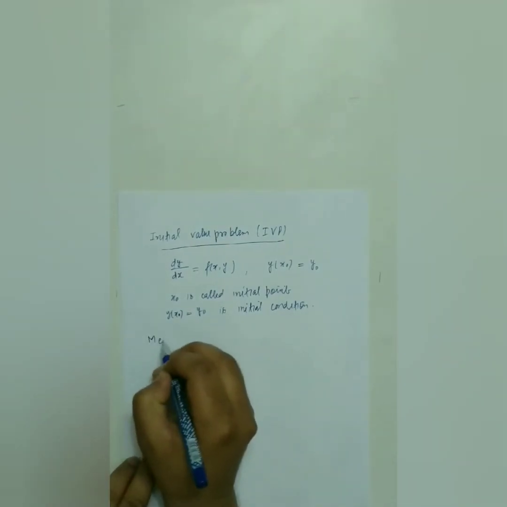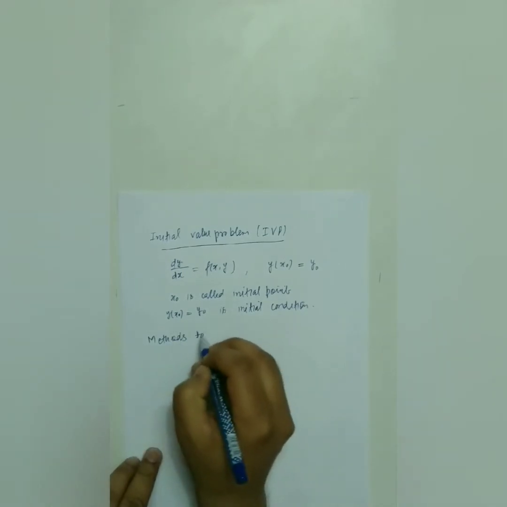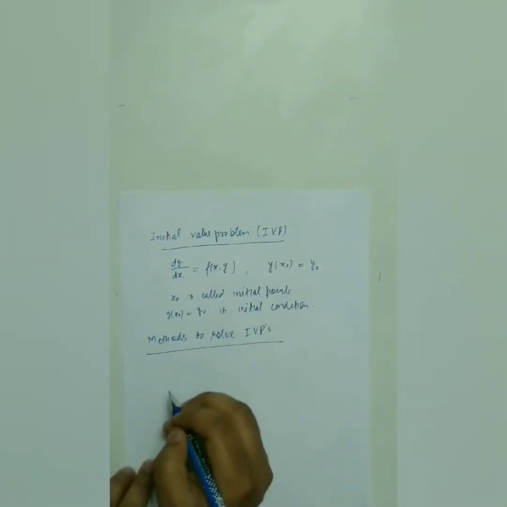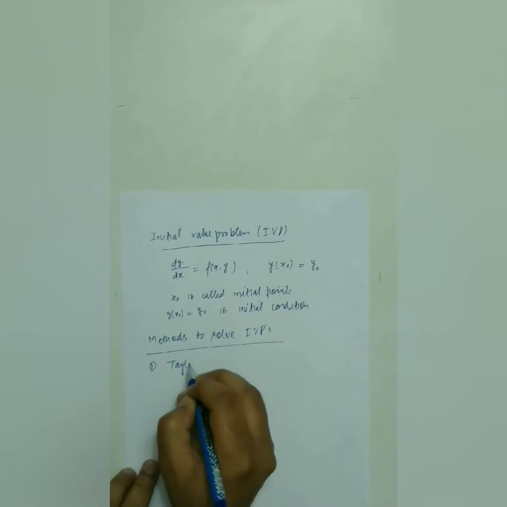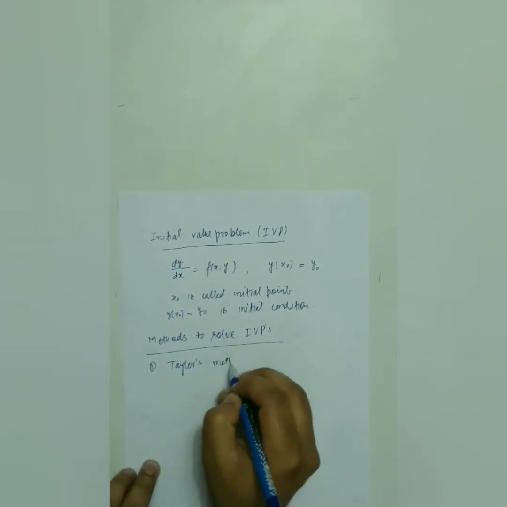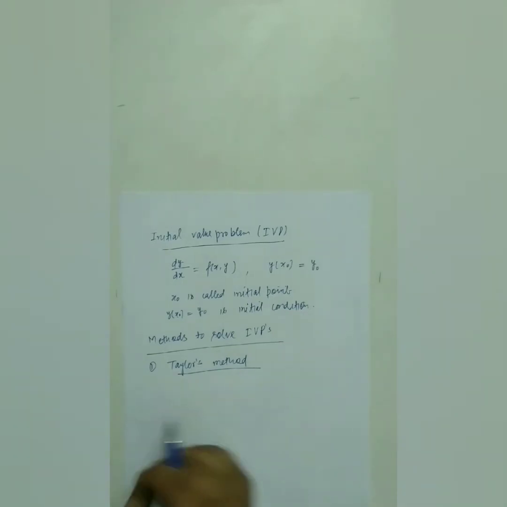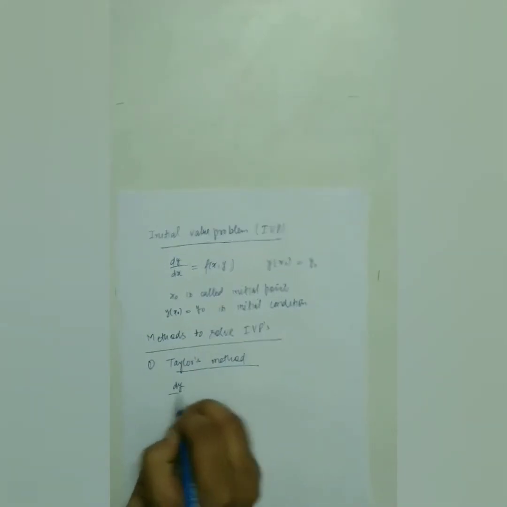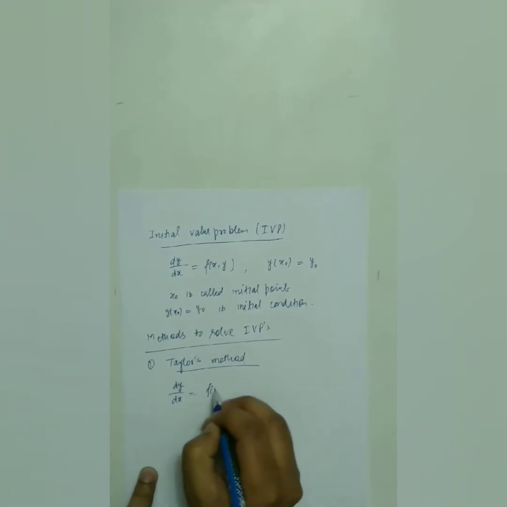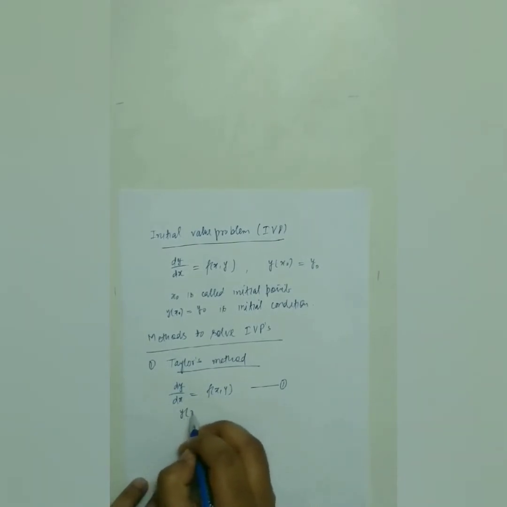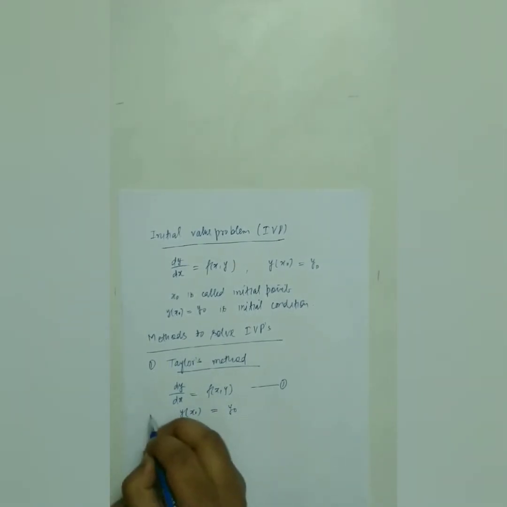So now we discuss methods to solve initial value problems. The first method is the Taylor series method, or Taylor's method. In this method we will use the Taylor series. So let us take the initial value problem dy/dx = f(x, y), suppose this is equation number 1, and the initial condition is y(x0) = y0. This is the initial condition.